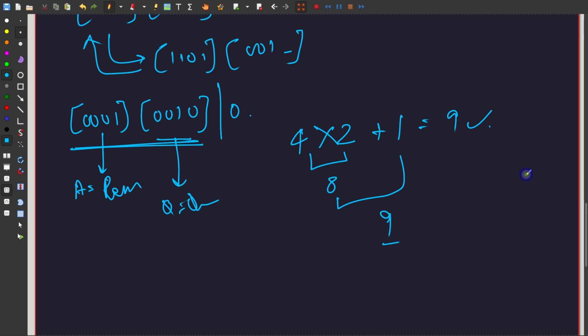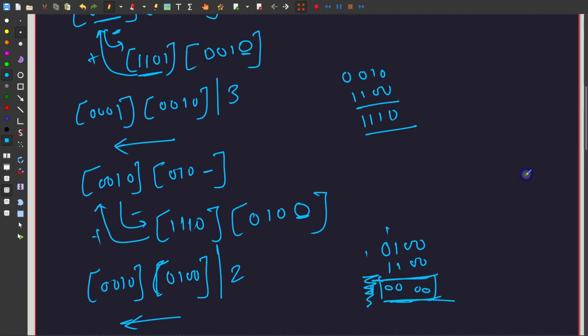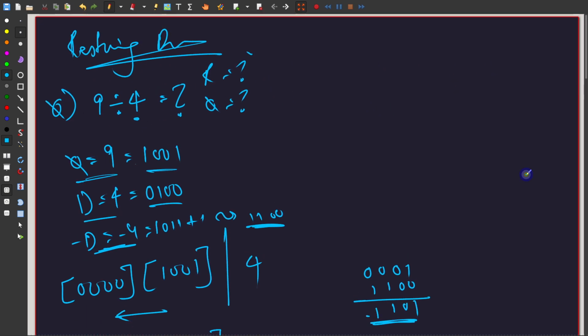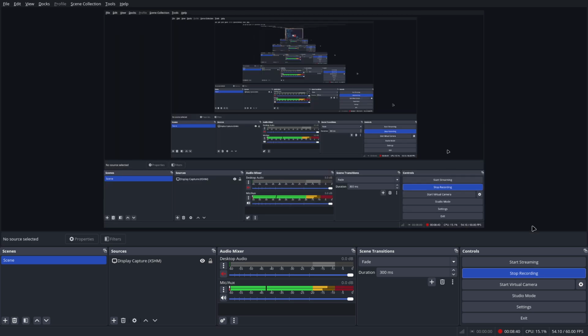we have succeeded. This was restoring division. Actually a pretty simple algorithm. There is not a lot of stuff going on here, right? And that's about it. Now let's do non-restoring example in the next video, of course.